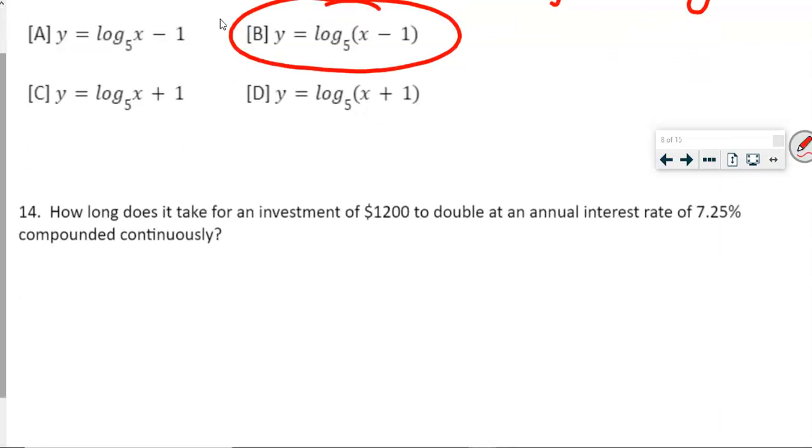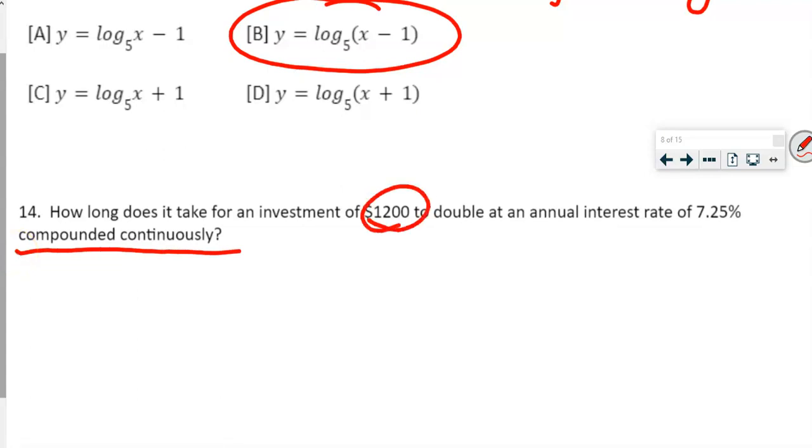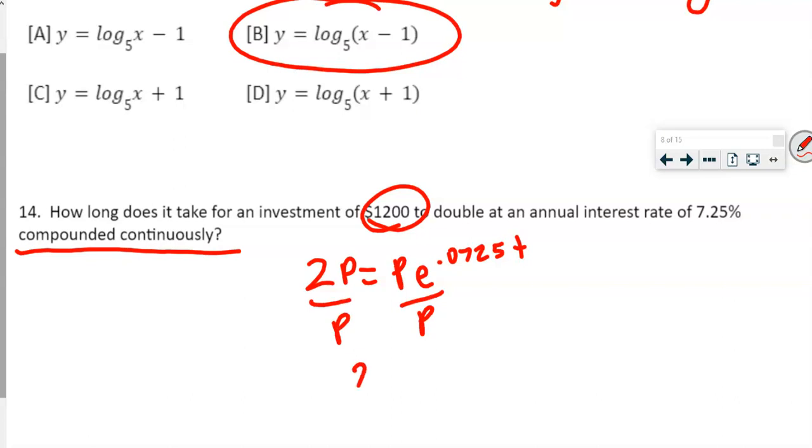14 says, how long does it take for an investment of $1,200 to double at an annual rate of 7.25% interest, compounded continuously? So this is our key phrase right here, compounded continuously. We don't have to really use this number. We could just say 2P equals P e to the 0.0725 t. We can divide both sides by P, so we're left with 2 equals e to the 0.0725 t. Recall again, we're going to use ln to cancel out that e.